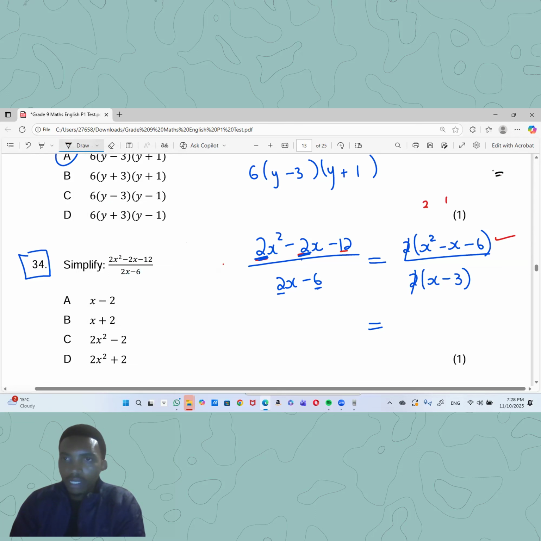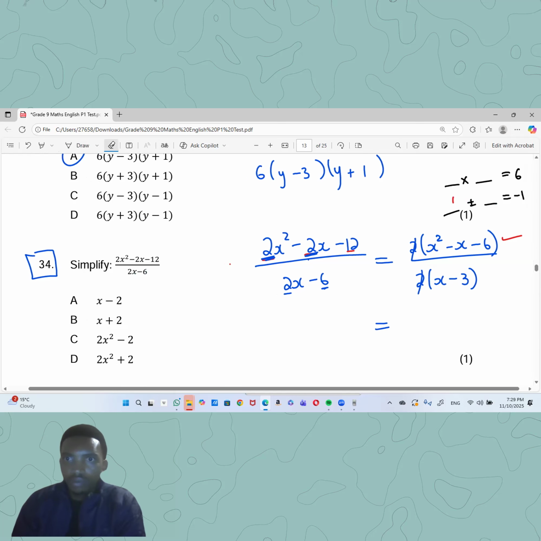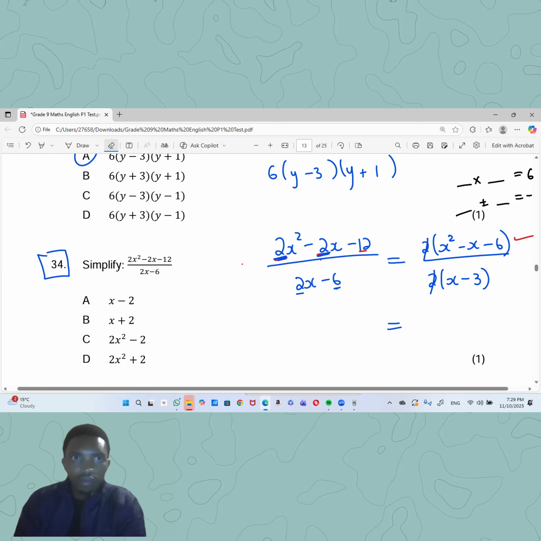So let's check which numbers, if we multiply them, give us 6, but if we add or subtract, give us how much? -1. So which are those two numbers? We multiply them, they give us 6. We add or subtract, they give us -1. Which two numbers are those? 2 times 3 gives us +6. But remember, we want -6, not +6.